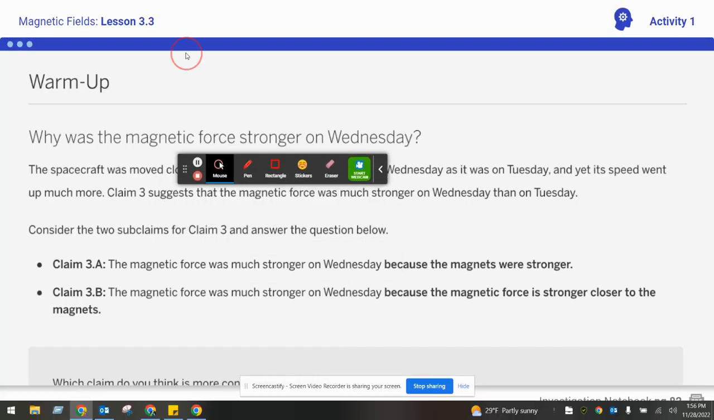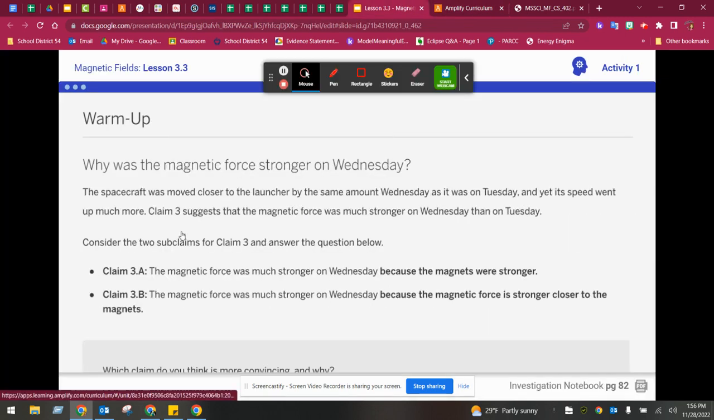If we were saying that it was claim 3A, we would say the magnetic force was much stronger on Wednesday because the magnets were stronger. If we're going to say 3B, we would say the magnetic force was much stronger on Wednesday because the magnetic force is stronger closer to the magnets. Take a brief moment and think about those 2 claims. Do either one of those sound more logical to you, or have we done an experiment in which we could support one of those 2 claims?